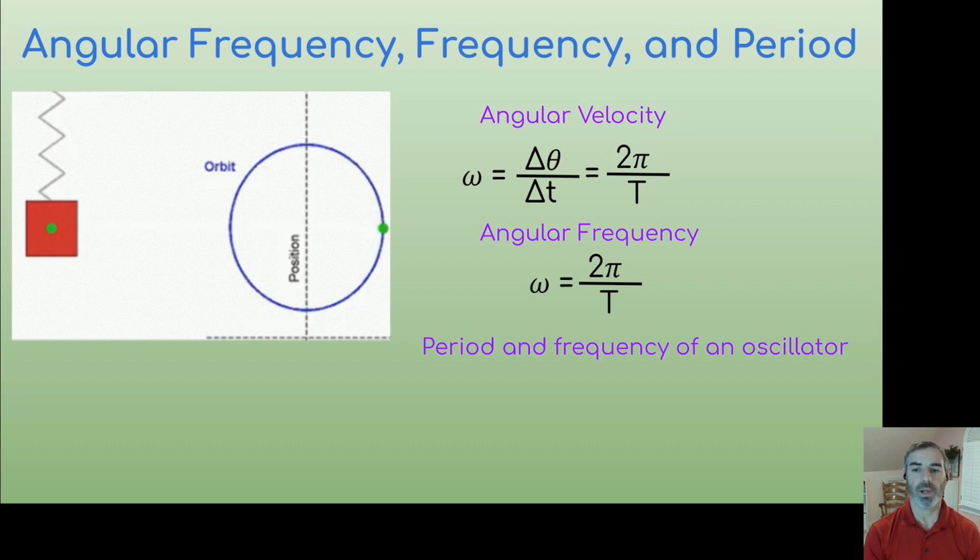So we look at period and frequency of an oscillator. We start with this equation. We want to solve for the period in terms of the angular frequency. So we're going to rearrange this equation to solve for period, and period is equal to 2 pi divided by that angular frequency. And we also know that period is also equal to 1 divided by frequency. So we end up with this 3-part equation where period can be calculated in multiple ways.